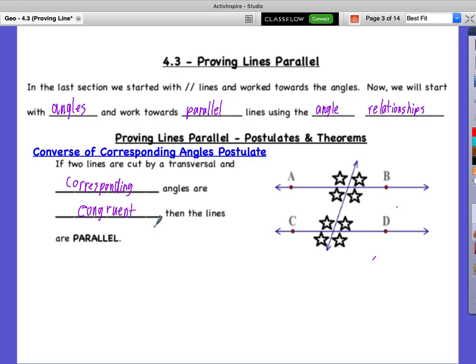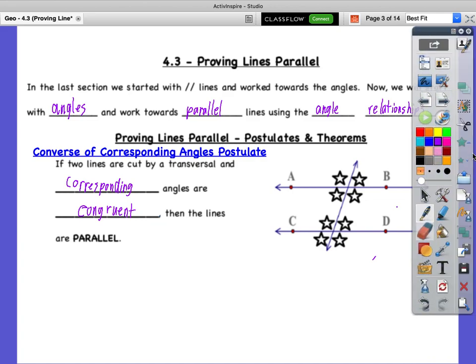So we're switching the two around. Before we said, hey, if the lines are parallel, the corresponding angles are congruent. Now we're saying, if the corresponding angles are congruent, the lines are parallel. We're making the converse of the statement. So if we have corresponding angles congruent when these lines are intersected by a transversal, then we know these lines are parallel by this converse of the corresponding angles postulate. It has to be that way.